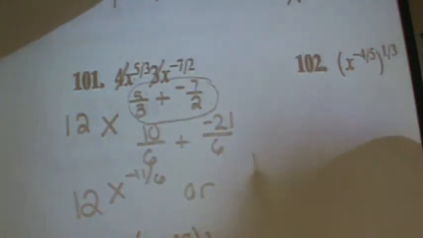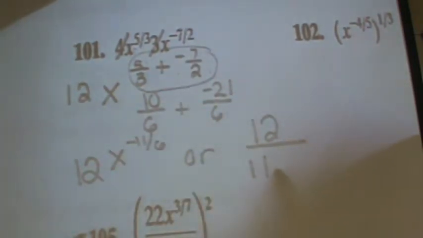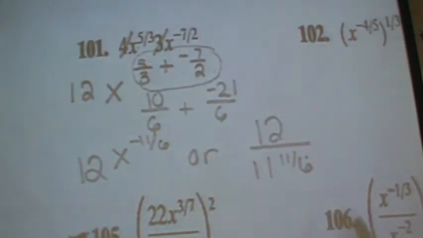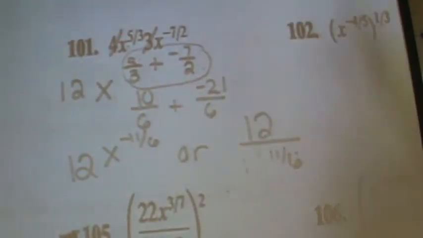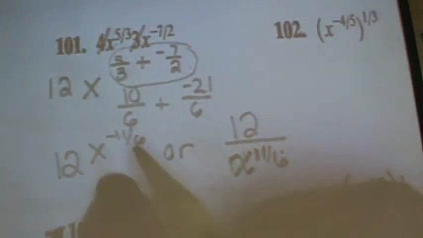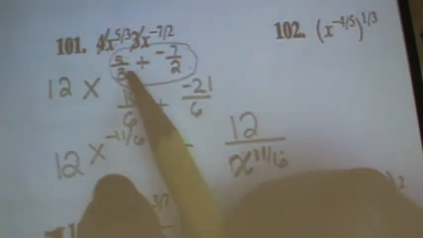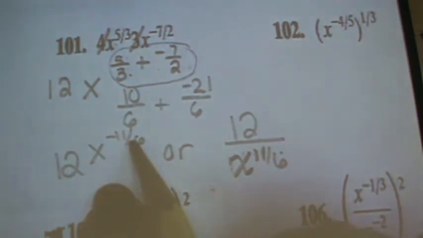Or it's going to be 12. And then I'm going to bring this in the bottom because it's a negative exponent. So this would be 12 over x to the 11/6 power, because it's a negative. I multiplied this by 2, so this by 2, you get 10. This by 3, this by 3, you get negative 21. When you add these, you get a negative number, negative 11. Negative 11/6 is your exponent. So we don't want a negative exponent, so you have to bring it in the bottom.